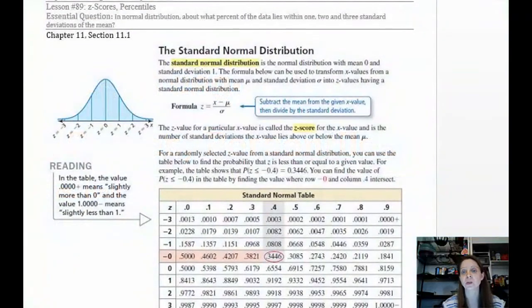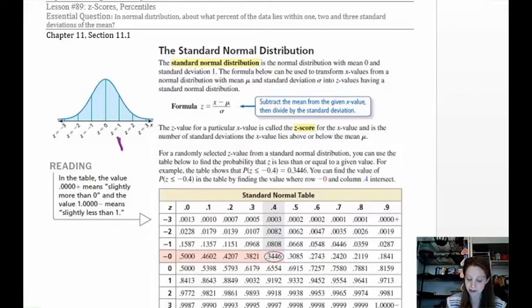In the previous two lessons, we learned about normal distribution. And in this lesson, we're going to learn about standard normal distribution. The standard normal distribution is the normal distribution with mean 0 and standard deviation 1. The formula below can be used to transform x values from a normal distribution with mean mu and standard deviation sigma into z values having a standard normal distribution. The z value for a particular x value is called the z-score for the x value and is the number of standard deviations the x value lies above or below the mean.